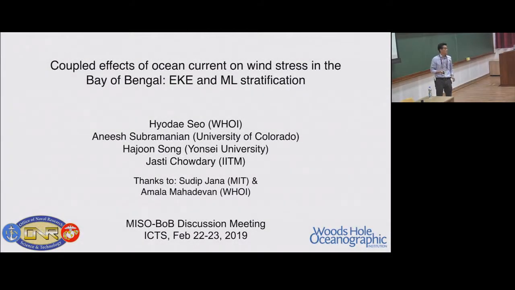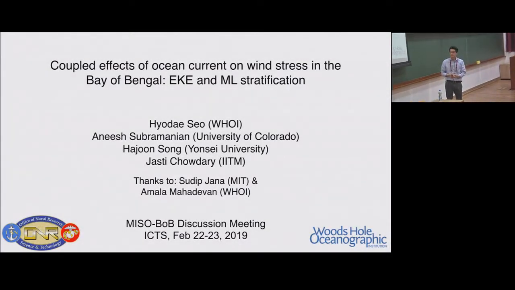So what I'm going to be talking about today is that the Bay of Bengal is a very strong region of strong air-sea coupling in terms of SST and wind. But I'm going to be looking at the different aspects of air-sea coupling where the momentum is strongly exchanged between ocean and atmosphere through the wind stress.